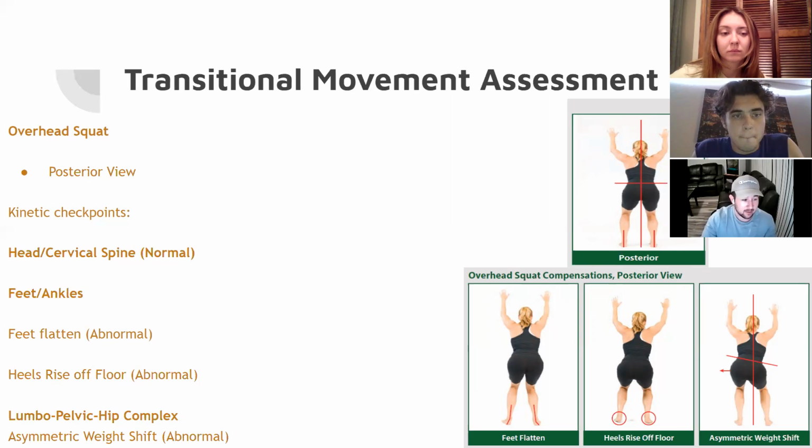And then lastly, for the lumbo-pelvic hip complex, we have an asymmetric weight shift. And so for this one, underactive muscles can be the gluteus medius on the same side as the shift, and the adductor complex for the opposite side. And then for overactive muscles, we could have things such as the adductor complex for the same side and the biceps femoris for the opposite side.